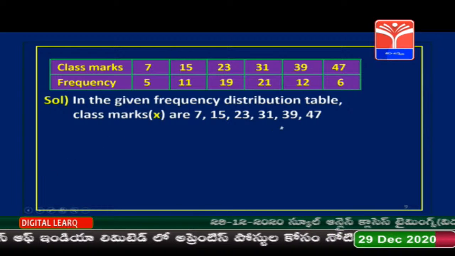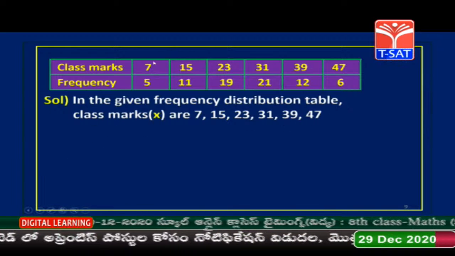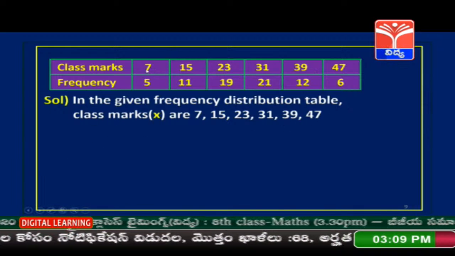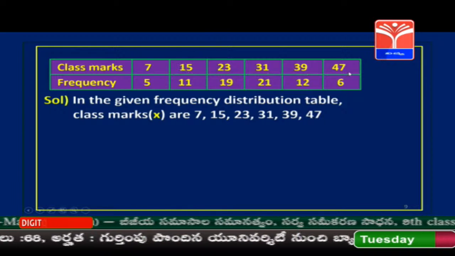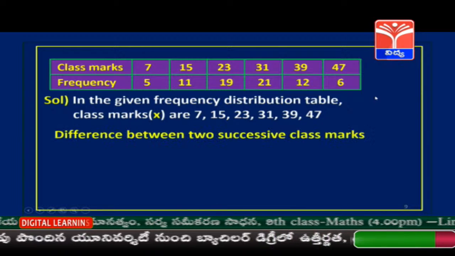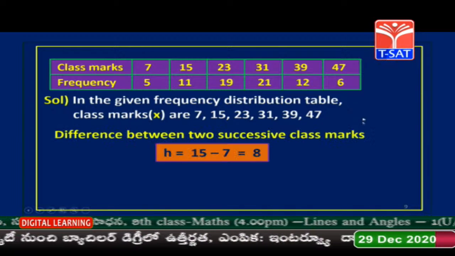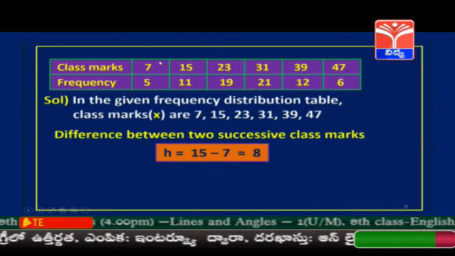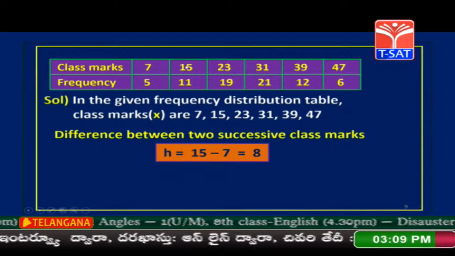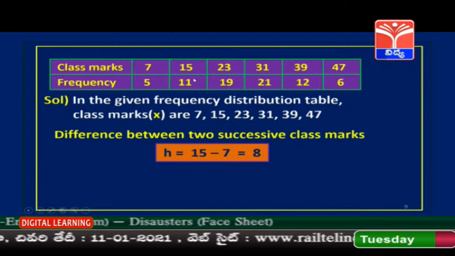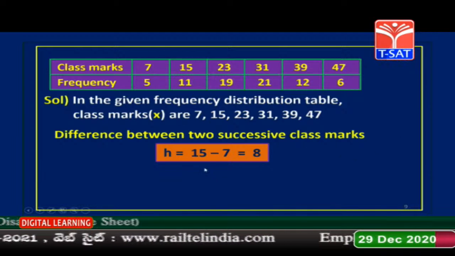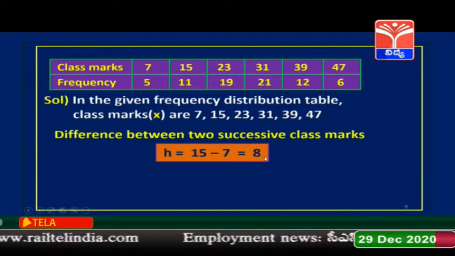In the given frequency distribution table, see children, these are the class marks. What are the class marks here? 7, 15, 23, 31, 39 and 47. Now what do you have to do? You have to find the difference between two successive class marks. See, like this you can find 15 minus 7, or 23 minus 15, or 31 minus 23 and so on. So here I am taking 15 minus 7. 15 minus 7 equal to 8.